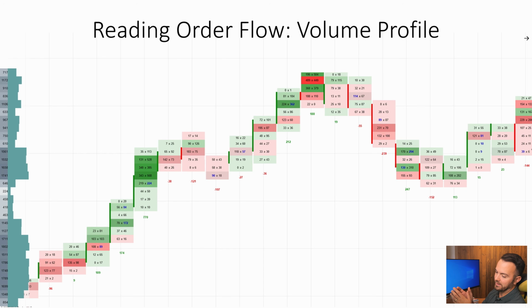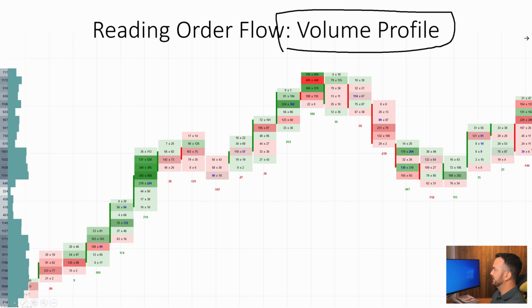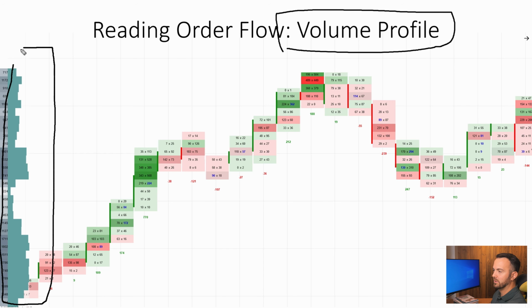Now, as I was saying, it is very important to keep track of what the big picture is. And for that, I like to use volume profile. Volume profile is that thing on the left side of the screen, this histogram right here. And it is a daily profile which shows how volumes were distributed through the whole day.